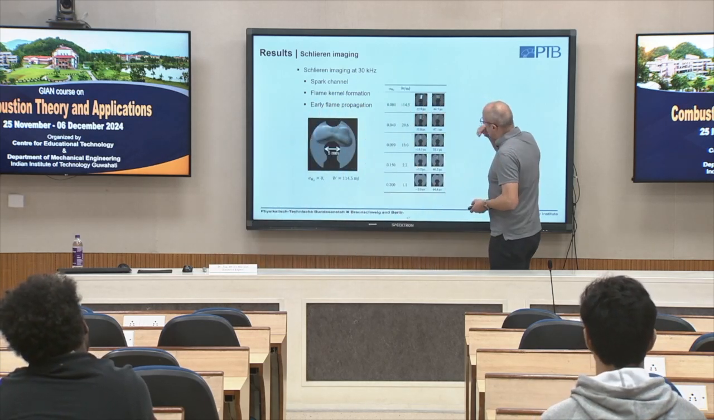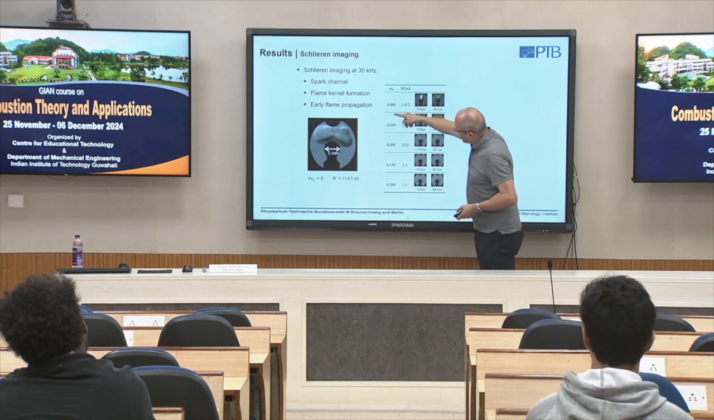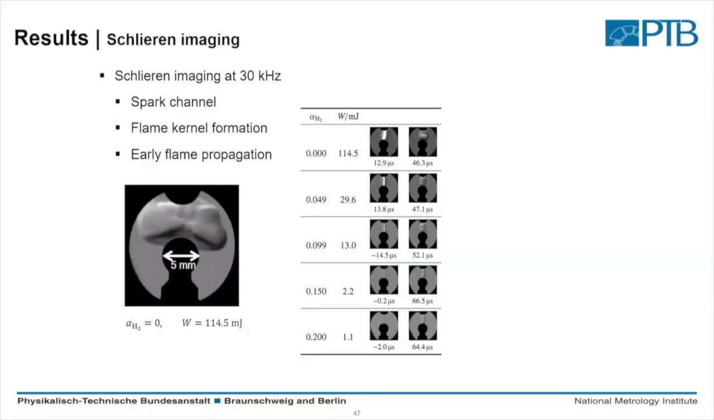So in this you can see we have the different amount of hydrogen in the system, and here we have the corresponding minimum energy necessary for ignition. So we start at 0% hydrogen, pure ammonia-air mixture. We need 114 millijoule, and we have a very large kernel here. So the plasma, of course, is quite strong.